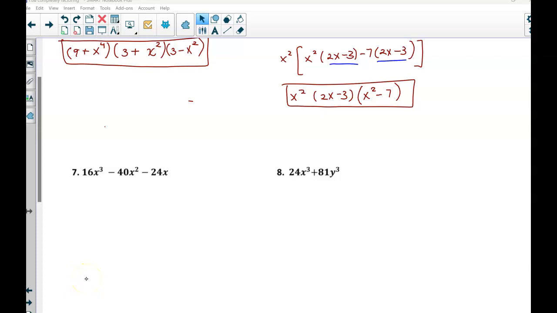Hi, ladies and gentlemen. This is part 2 of factoring completely. So we have just a couple more problems left.